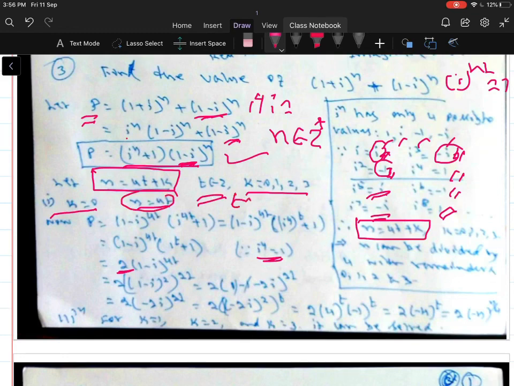Where t is equal to n by 4. So 2 into (minus 4) whole to the power of n by 4. So P is equal to 2 into (minus 4) whole power n by 4 when k is equal to 0. Similarly, one can find out P values for k is equal to 1, 2 and 3.